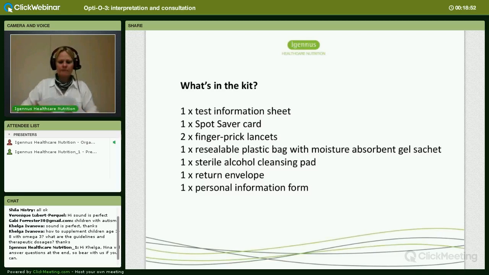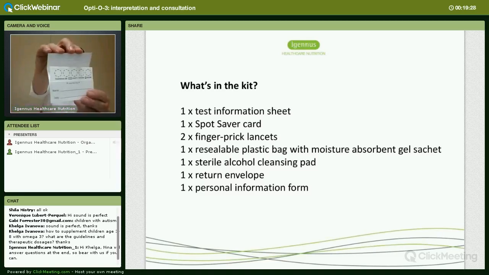We also get a nice, very clear, hopefully, for anybody who's had a look at one of these before, blood collection protocol. So nice, clear instructions on how to do the test. Then we have the blood spot saver card. If I get this out and show you, this comes in a little bag. In it we include a little moisture absorbent gel sachet. That's to keep your blood spot nice and dry.